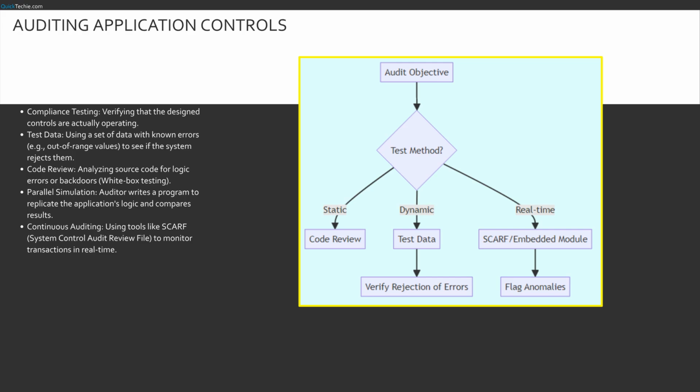For high-volume systems, we might use continuous auditing tools like SCARF, System Control Audit Review File, which is embedded in the system to flag high-risk transactions instantly. This flow helps an auditor choose a test method. Starting with the audit objective, we choose a method. For a static view, we use code review. For a dynamic view of how the system behaves, we use test data and verify rejection of errors. For real-time monitoring of live systems, we use SCARF, which outputs flagged anomalies for review.